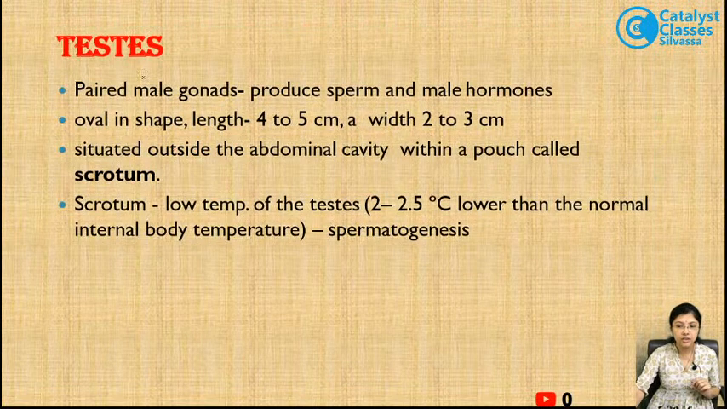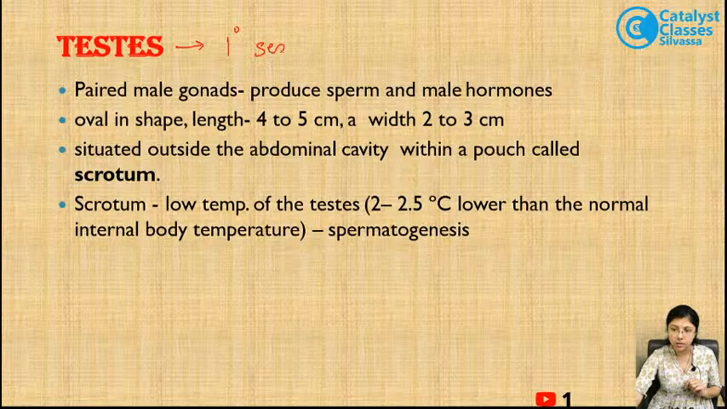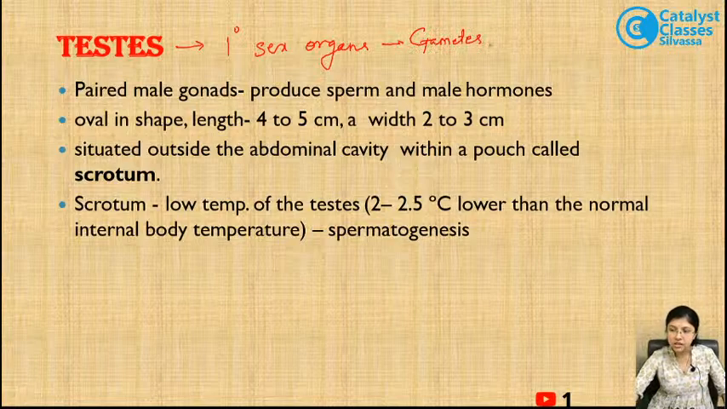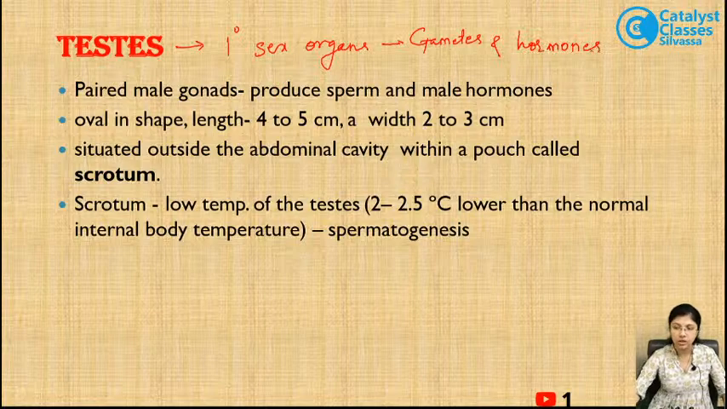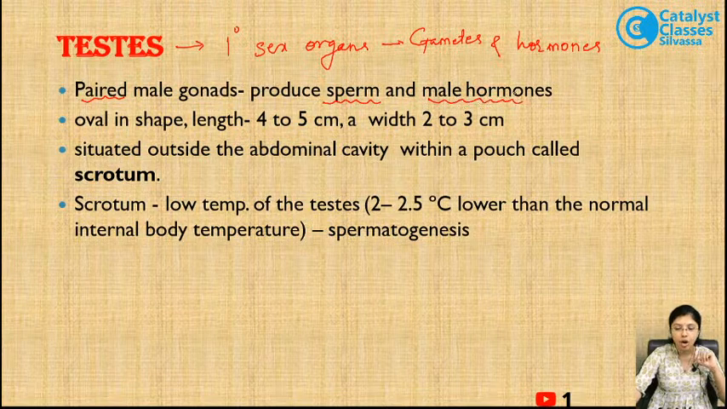So to start with, we will study first about the testes. As I told you, they are called the primary sex organs. They are responsible for giving rise to the gametes, and they also secrete hormones which are necessary for the development of a male body. Testes are paired structures. There will be a left testis and a right testis, and their function is to produce the sperm, which is the gamete, and to release the male hormones.